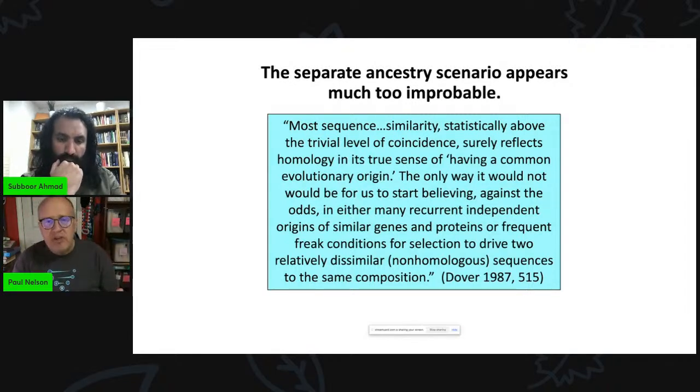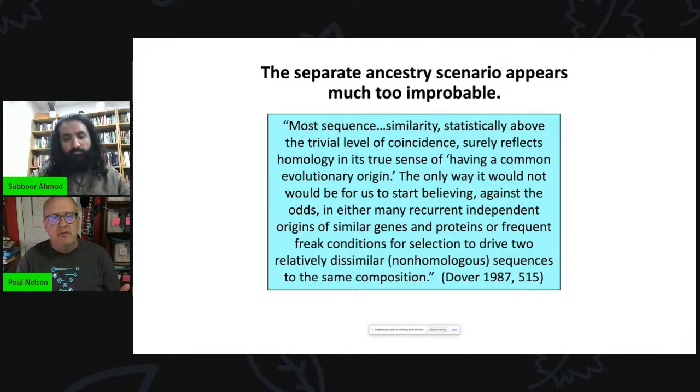And he said, look, most sequence similarity above the trivial level of coincidence, which would be, in this case, the alphabet of DNA, ATCG, gives you 25% sort of background level of coincidence, just because that's the chemical alphabet of the molecule that you're looking at. So that's what he means by trivial level of coincidence.